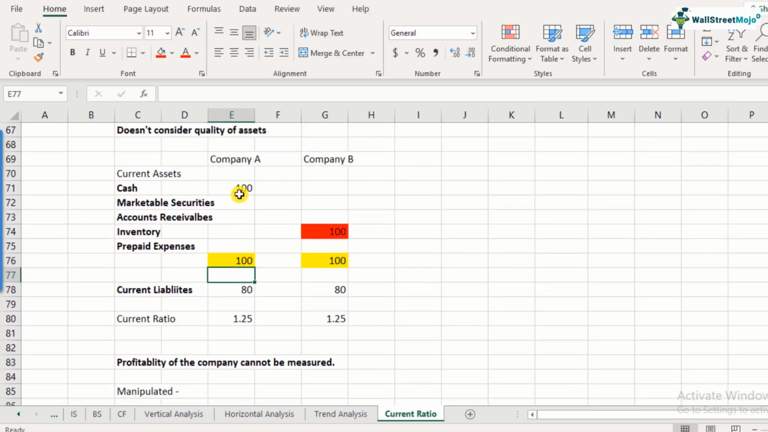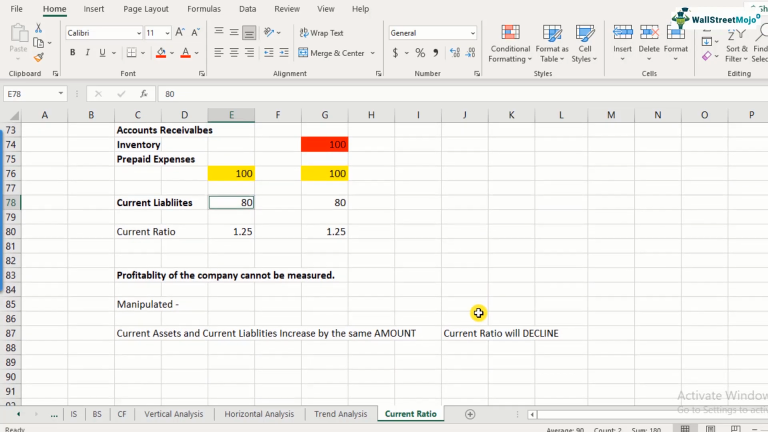Let me do that. I'll do 120. So I've increased this by 20, and let me increase current liabilities also by 20. So how much is the ratio now? It was 1.25 earlier. Now it is 1.2. I'll just revert it. Earlier it was 180, right?